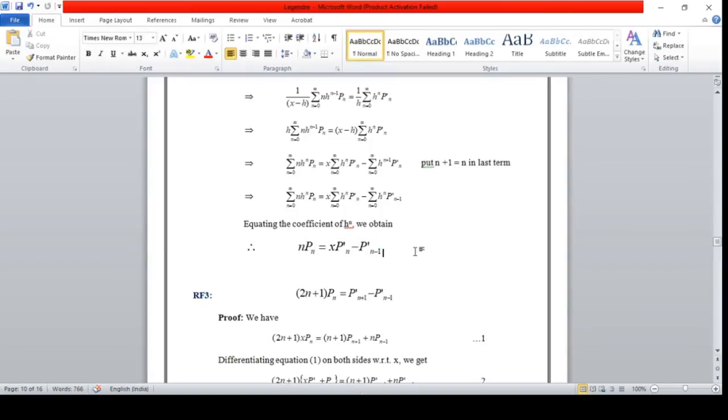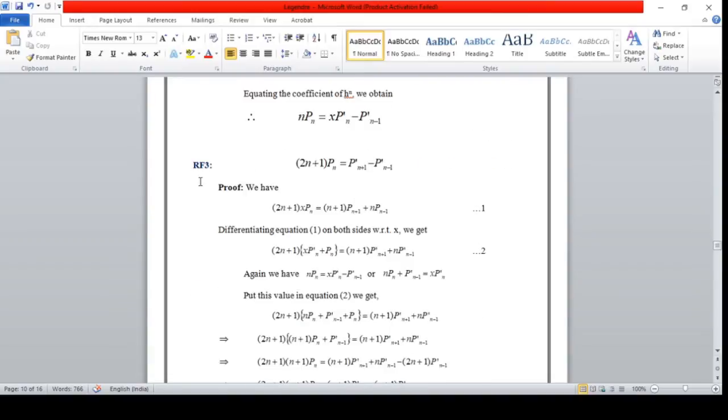This is for Pn(x). Now the third recurrence formula: (2n plus 1) Pn is equal to P dash n plus 1 minus P dash n minus 1. The first, second and third are the main recurrence formulas.